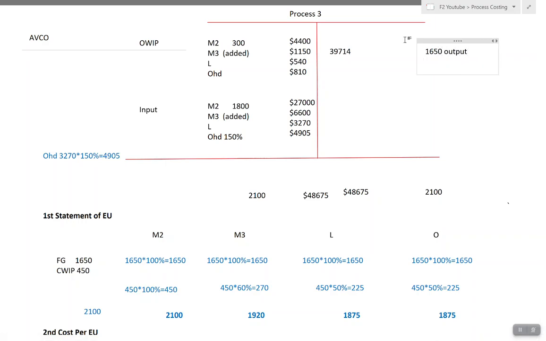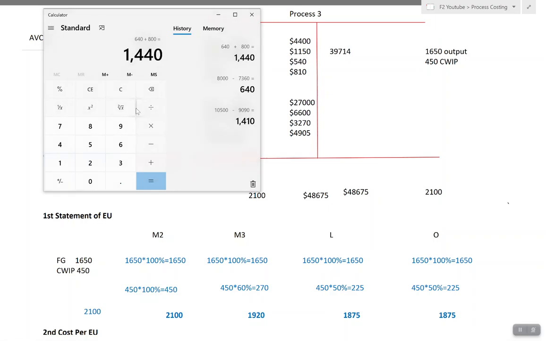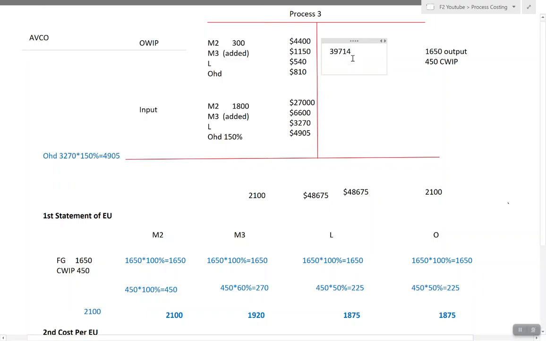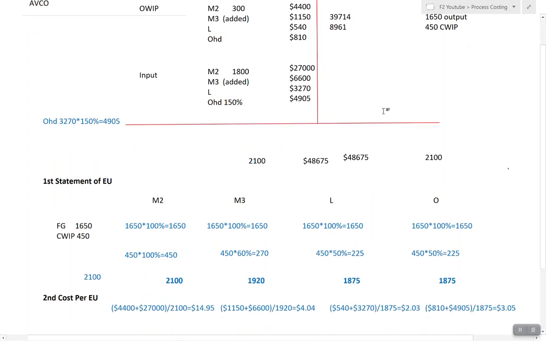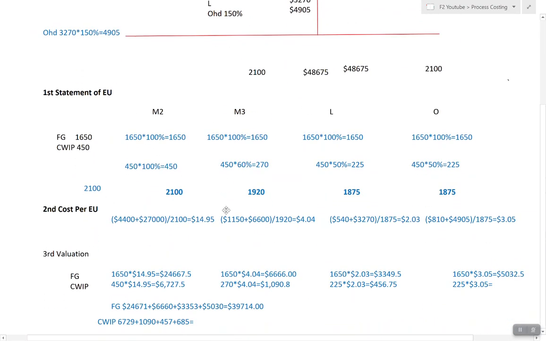Output, and we have 450 as closing work in progress. So if we have 48,675 minus 39,714, that means 8,961 would be the value of closing work in progress. Okay, now let's look at closing work in progress to prove it.